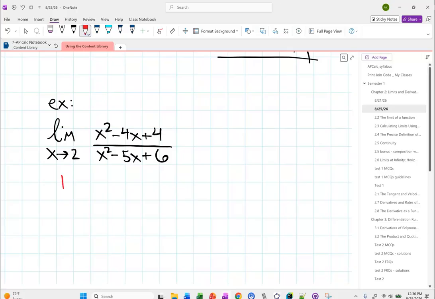So the first thing we would try is let's just try direct substitution. Okay, so I plug 2 in, I'm going to get 4 minus 8 plus 4 over 4 minus 10 plus 6.